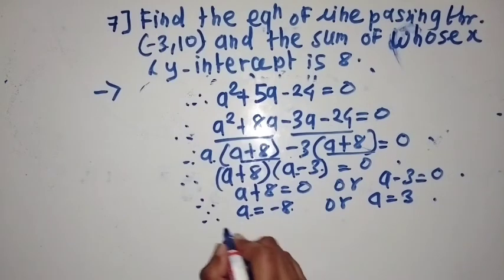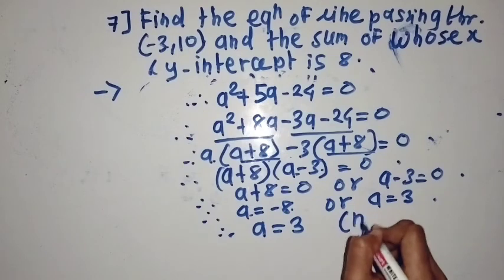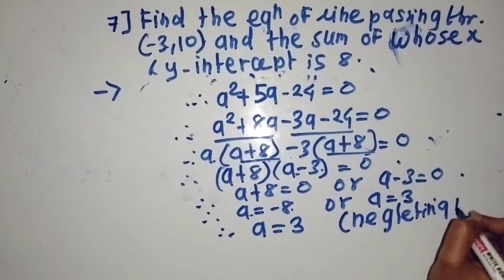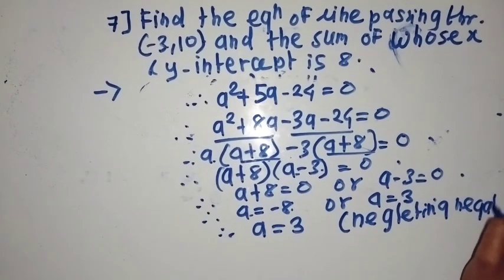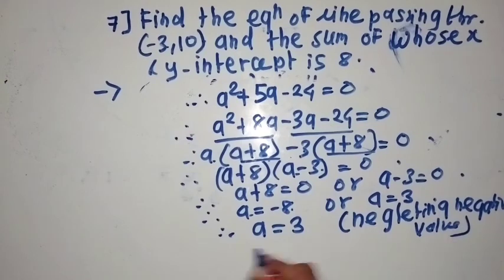But there is a negative sign, hence neglecting the negative value, we get a is equal to 3.